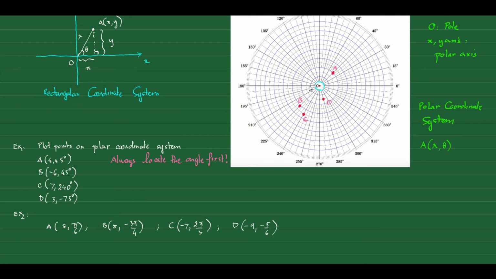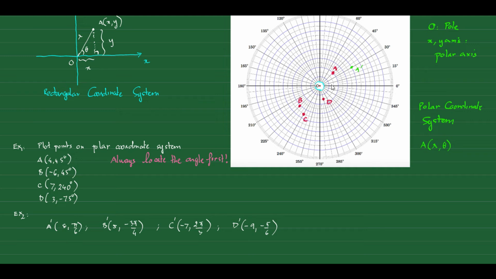Pi over 6 is 30 degrees, right? So this I'm going to call A prime, okay? A prime, B prime, C prime, D prime. Okay, so this is right over here. This is B, this is C, this is D, and this is A. Now this one will be pi over 8. So 1, 2, 3, 4, 5, 6, 7, 8. So A prime must be over here.